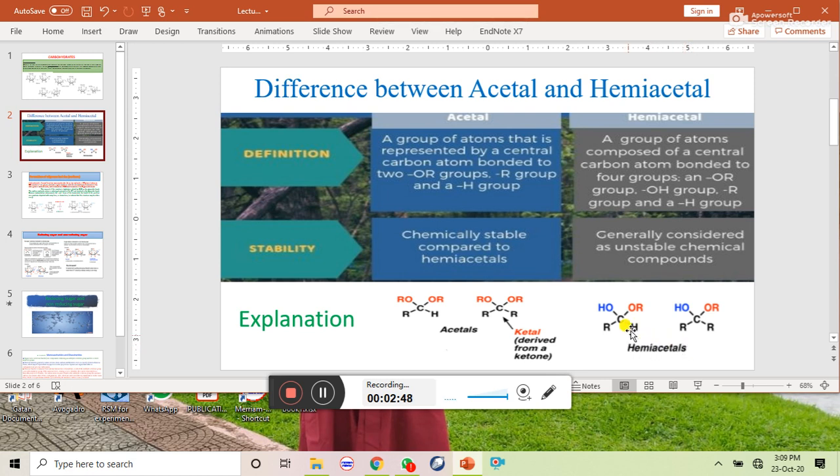And here you can see hemiacetal. In the hemiacetal, you will see a group of atoms composed of a central carbon atom bonded to four groups: one OR group, one OH group, one R group and an H group. If we take the example of aldehyde, here you can see this one is a central atom. It is attached to one OR, one OH, R and H. And if we derive the same thing from a ketone, the central atom is attached to OR, OH, R and R.